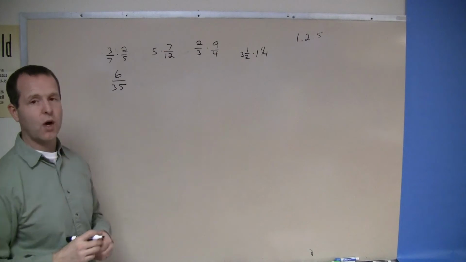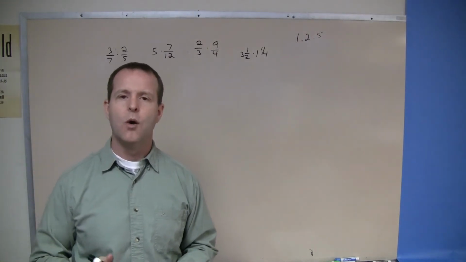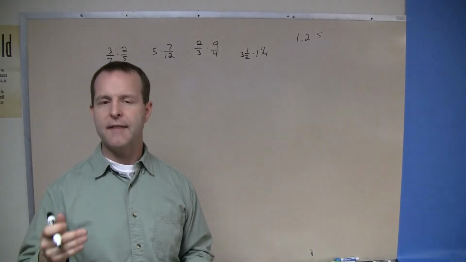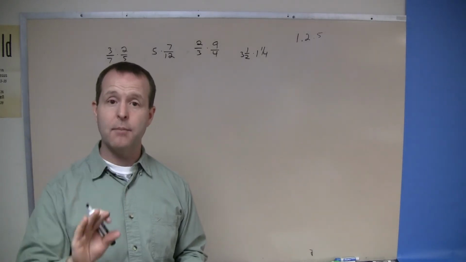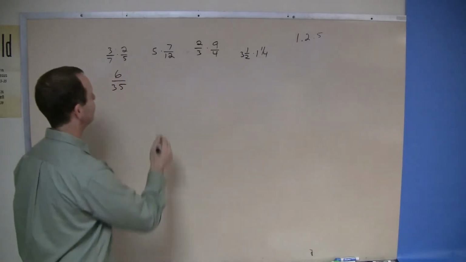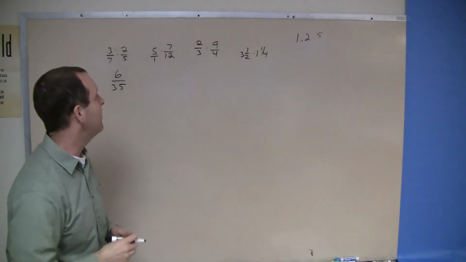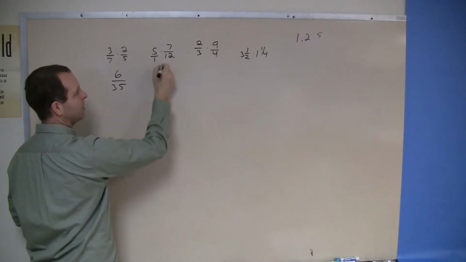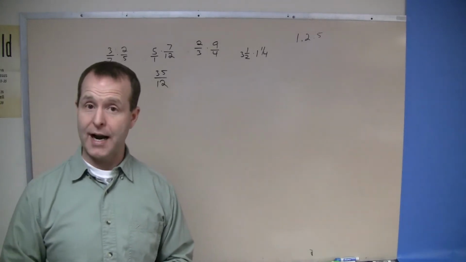5 times 7/12. Wait a minute, there's no denominator in that 5. What do I do? Well, we can continue on the problem if we realize that every number that does not have a denominator, a number on the bottom, has an understood 1. So now I do have a denominator. 5 times 7 is 35. 1 times 12 is 12. So I was able to multiply those fractions.